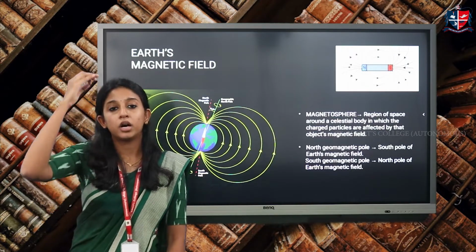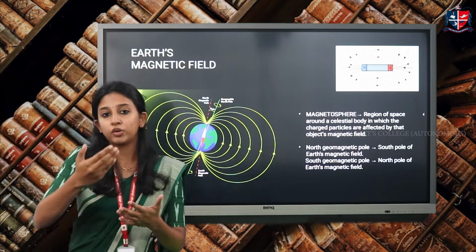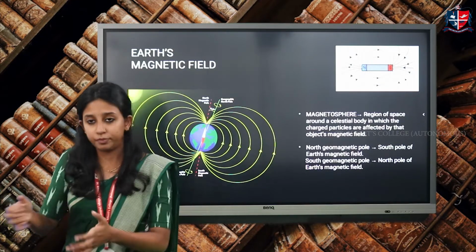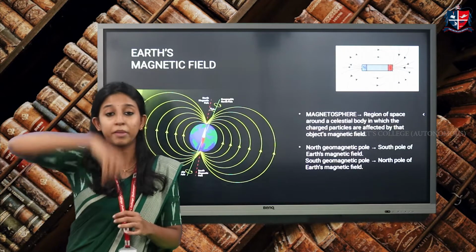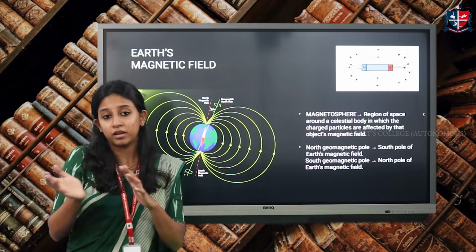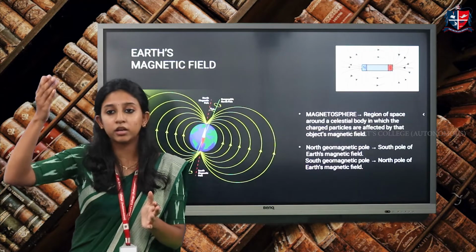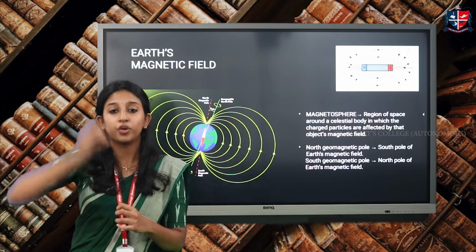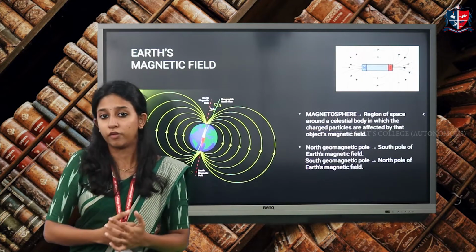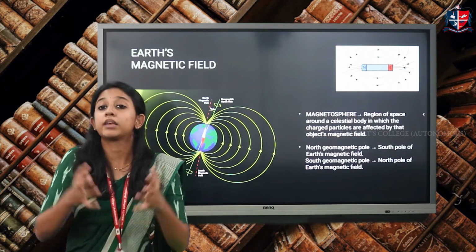So Earth has a northern magnetic pole close to the north geographic pole, and also a south magnetic pole close to the south geographic pole. There is this imaginary line connecting the magnetic poles, and that line makes an angle of about 11 degrees with the line connecting the geographic poles, known as the rotation axis. That is the axis about which the Earth is revolving. So we can conclude that Earth has a magnetic field.